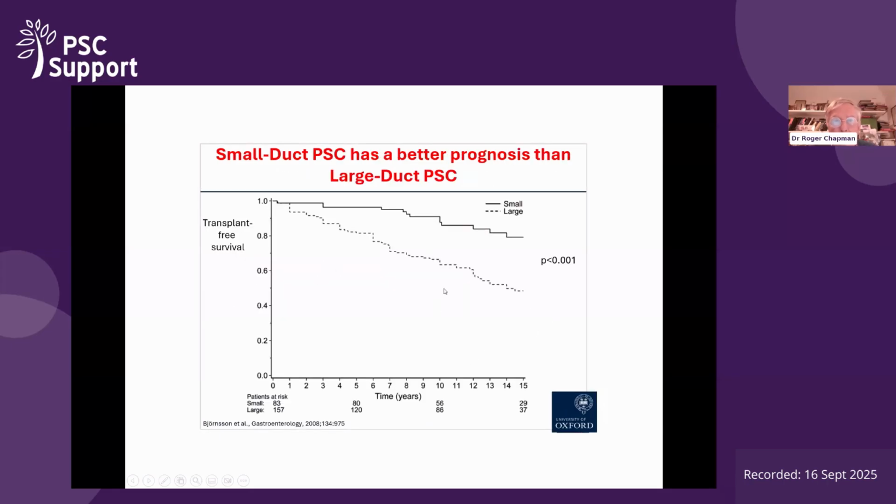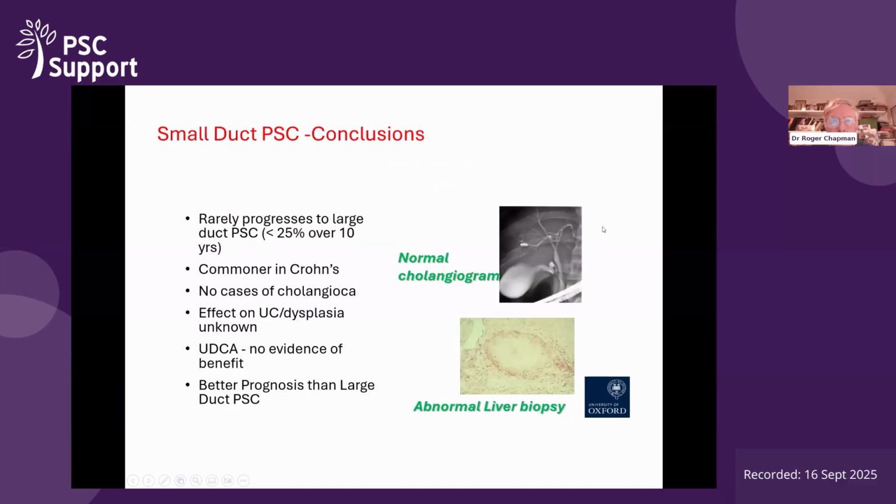And if you look at the survival, we were actually astounded by these results as to how good they were. So this is transplant-free survival over a 15-year period. The solid bar at the top is small duct disease, and the bottom, the hatched area, is patients who had large duct disease. You'll see that in terms of requiring a transplant, it was much rarer over 15 years in patients who had small duct disease. So a really marked contrast in prognosis.